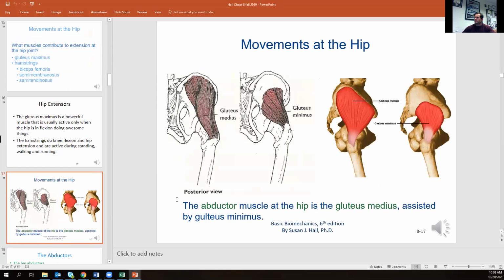So now, aside from extension, thank you, Luke, you are going to have abduction, and that's going to be lifting your leg out to the side. This is done mostly by the glute medius, but it's additionally being helped by the glute minimus directly underneath it. Now, glute minimus is also going to help with rotation of the hip, and we'll get to that in a little bit. So this is how we're going to help get our leg to move laterally. Now, why do we want to be able to abduct our hip or abduct our femur?